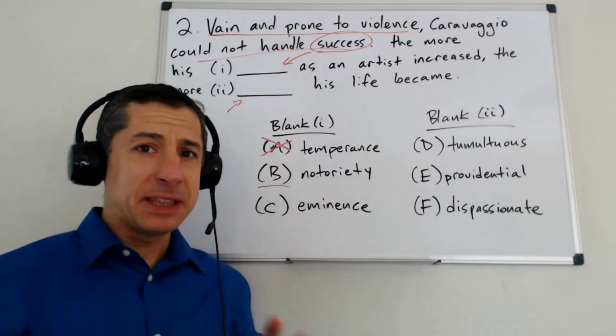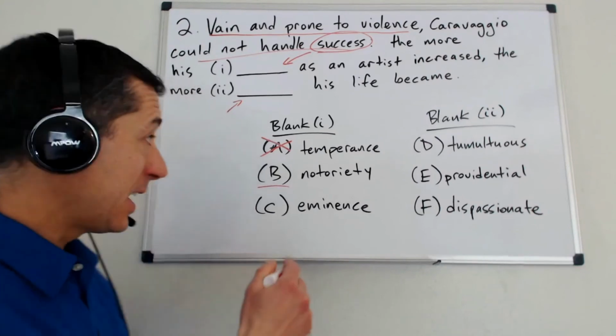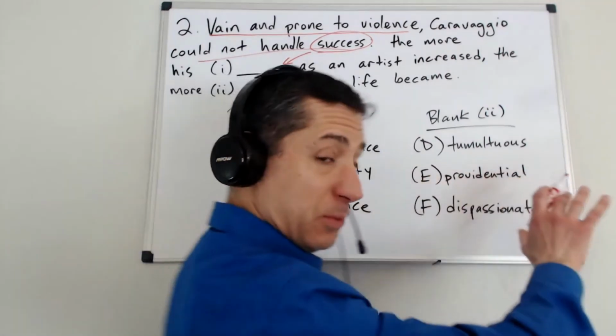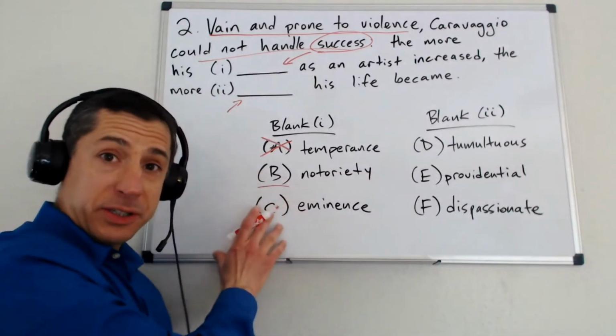Got to hang on to that one. That sounds fantastic. Now, what I see a lot of people doing right here is they go, yep, notoriety's great. Let's move on. We got it. The answer is B for blank 1. Don't do that. Always use your process of elimination.